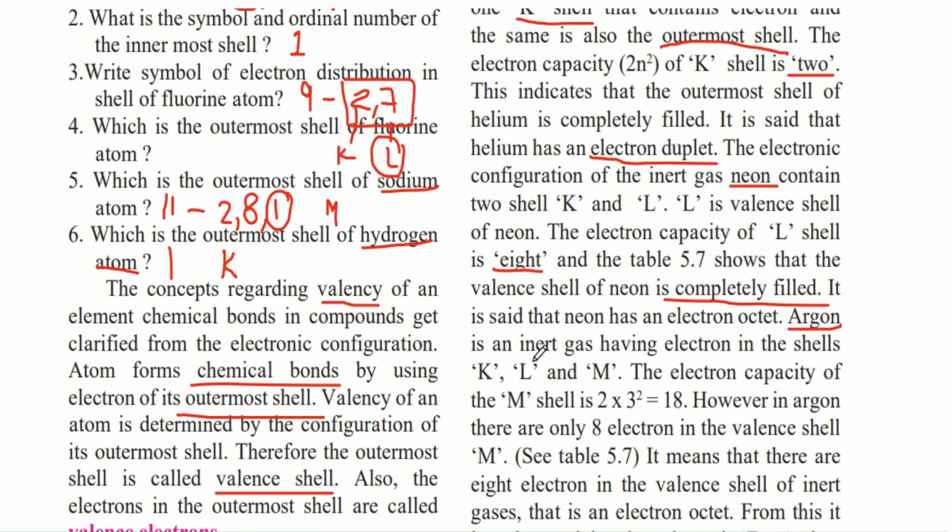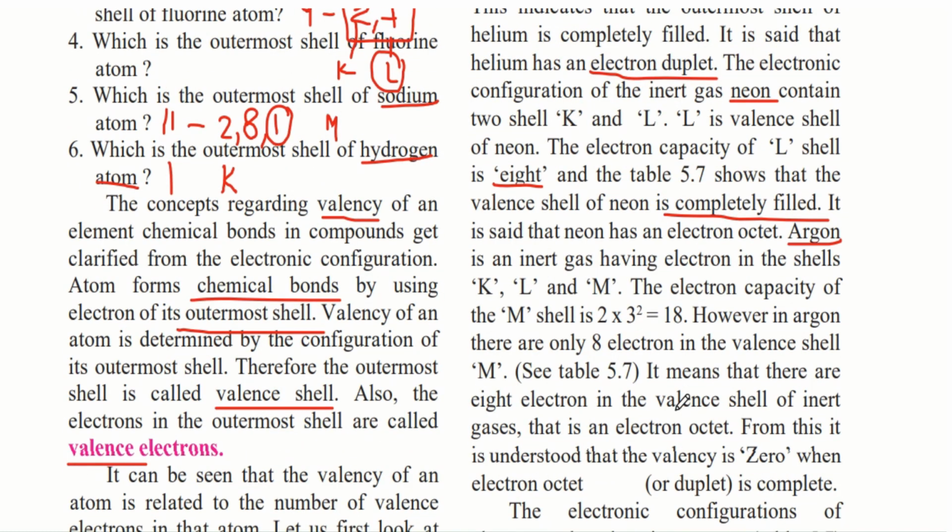Argon, which is another inert gas, has electrons in the shells K, L and M. Now argon has more electrons, therefore even M is filled. The electron capacity of M shell is 2 into 3 square, which will give us 18. However, in argon there are only 8 electrons in the valence shell. So the M shell will contain only 8 electrons because K and L shell will take the 10 electrons and the remaining 8 electrons will go in the M shell. But M shell has a capacity of 18. Therefore, it is not filled. Therefore, argon will have the M shell which is not completely filled.